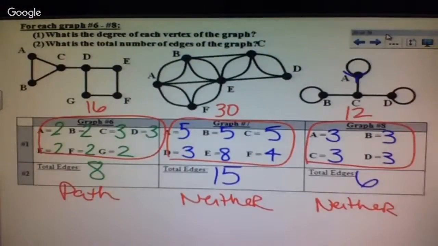So if I back up to here where you told me neither, how many odd vertices did I have in graph 7? 4. That's an even number of odd vertices. How many did I have in graph 8? 4. Okay, so you will always have an even number of odd vertices. That's what that's telling you.